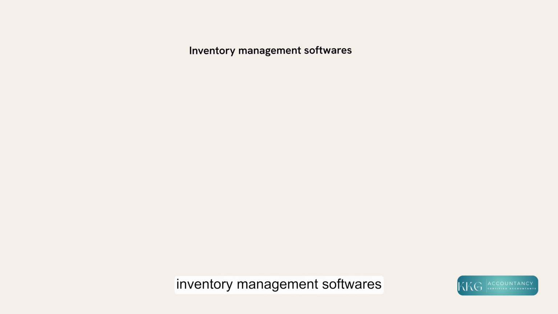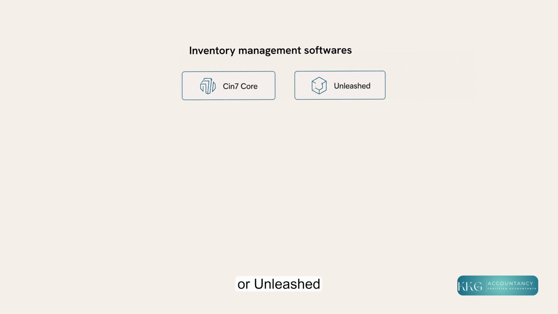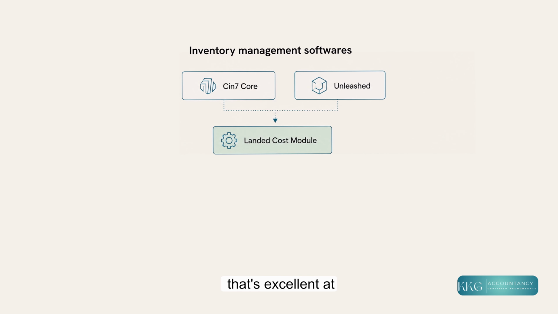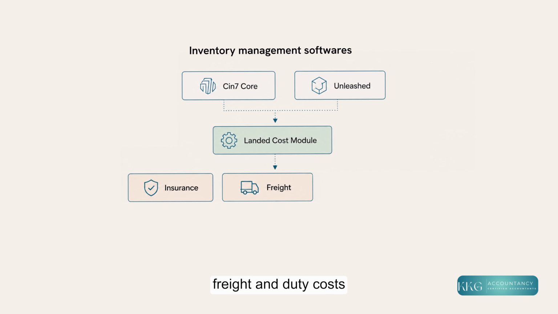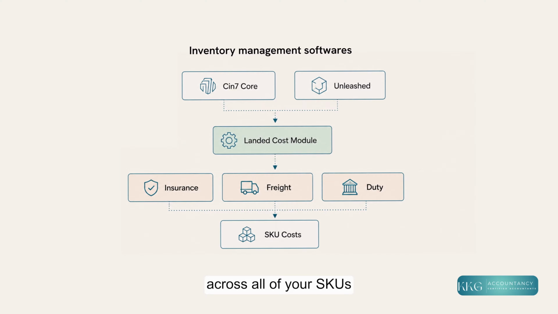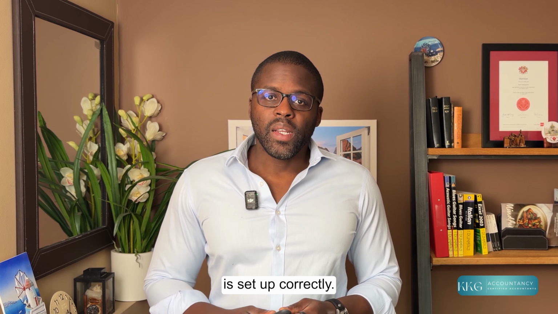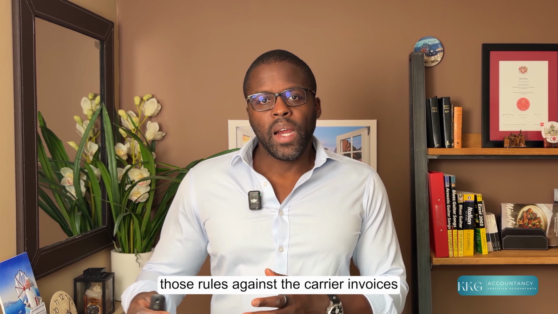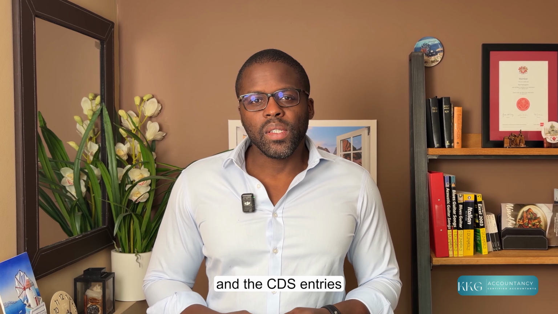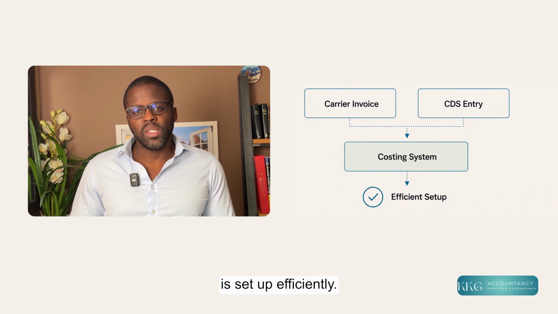There are excellent inventory management software packages like Cin7 Core or Unleashed, with a landed cost module that's excellent at distributing your insurance, freight, and duty costs across all of your SKUs, so long as your apportionment is set up correctly. And this is where we sit down with the client to actually define those rules against the carrier invoices and the CDS entries to make sure that your costing system is set up efficiently.